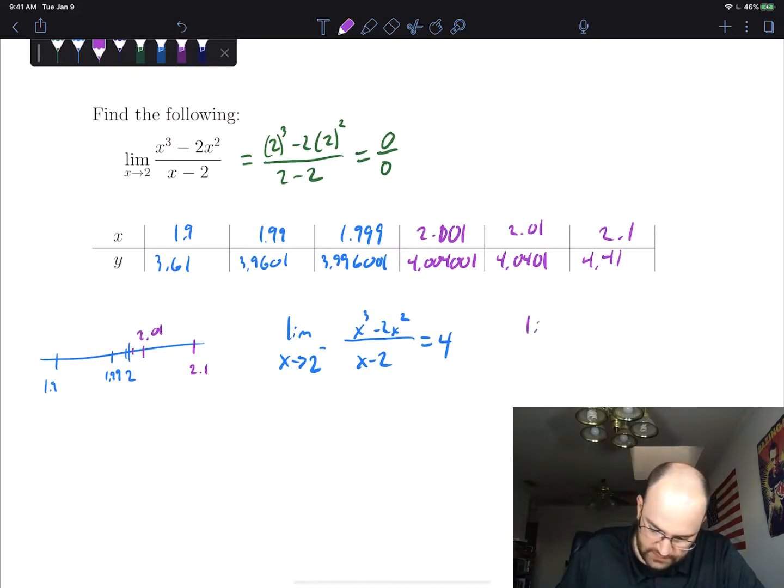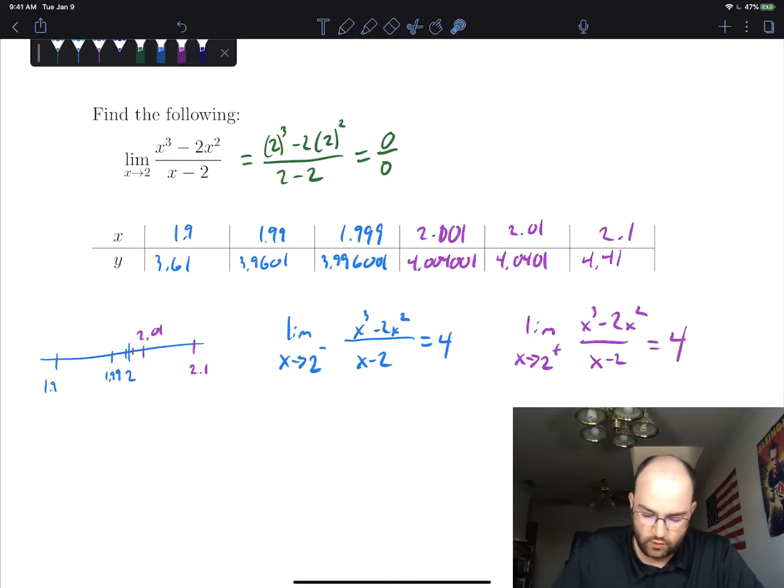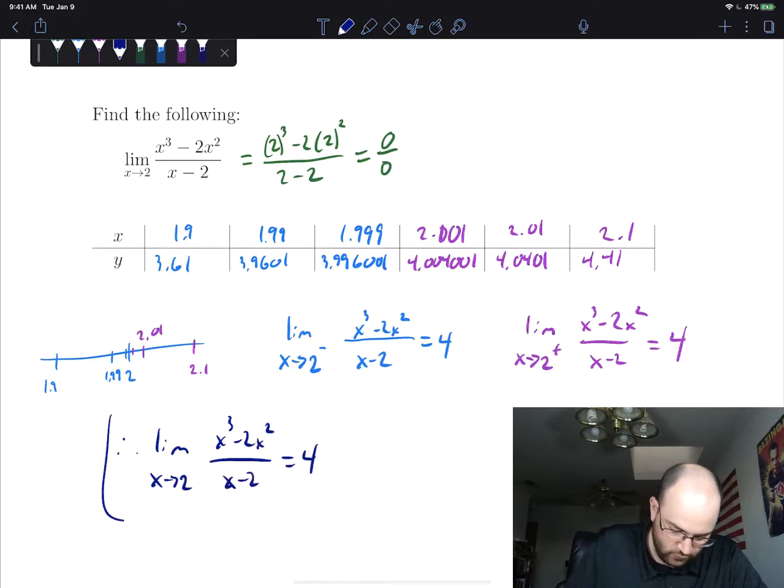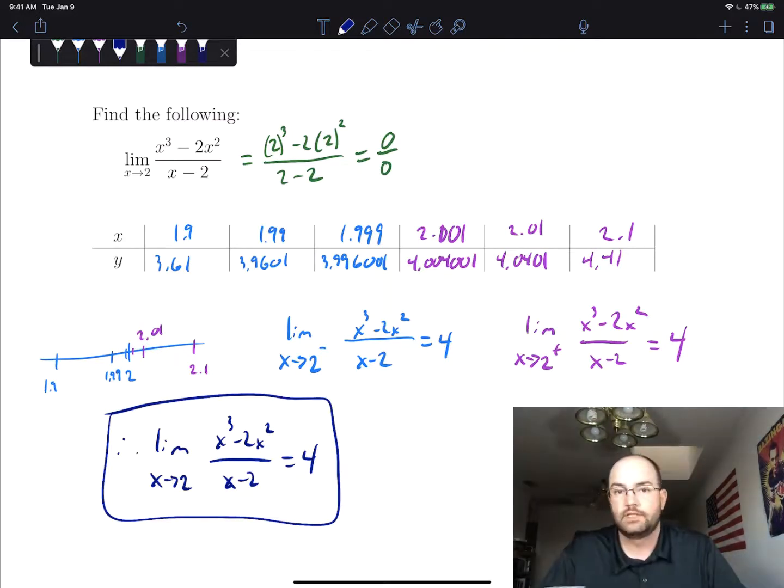Then we also have the limit as x approaches 2 from the right-hand side, all we do is we say that it's a plus there. And then we have x cubed minus 2x squared all over x minus 2. That's also equal to 4. So x approaches 2 from the left, x approaches 2 from the right. Notice that the left and right are the same thing. Therefore, the limit as x approaches 2 of the function x cubed minus 2x squared all over x minus 2 is 4. And there you go.